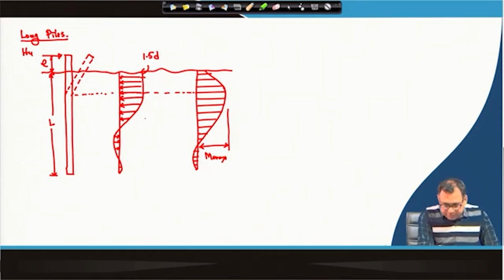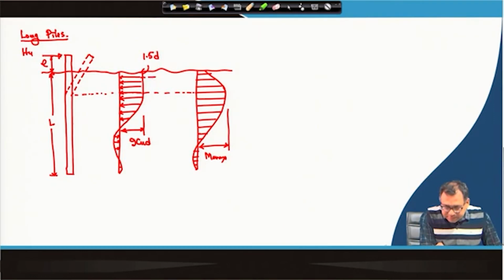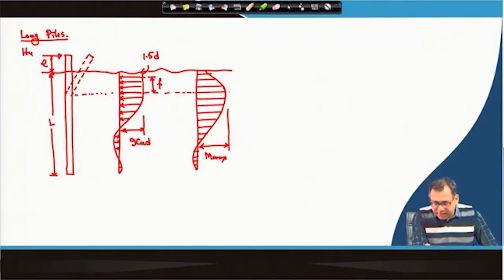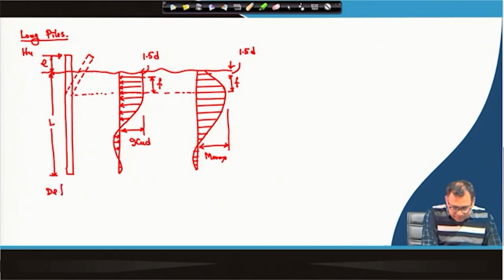Okay. So, this uniform portion value is again 9 cu d and this distance is again where the maximum moment is acting, F. So, F is this one and this one is 1.5 d. So, this is the deflection for the long pile.